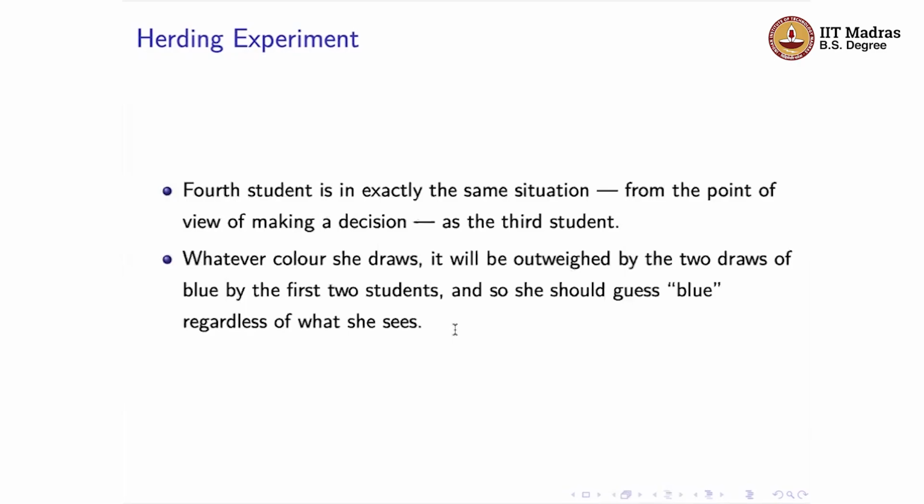And therefore, the fourth student is exactly in the same situation, from the point of view of making a decision, as the third student was, which is that you have as if two draws of blue. Now you are the one who is going to come in and draw red or blue. But regardless of whatever color you draw, you are also going to go ahead and guess blue. So this has so far been an informal discussion of what is going on in this experiment, but now we'll make things a bit more precise mathematically by using tools from probability that you have seen before, namely Bayes' theorem and the accompanying notion of conditional probability.